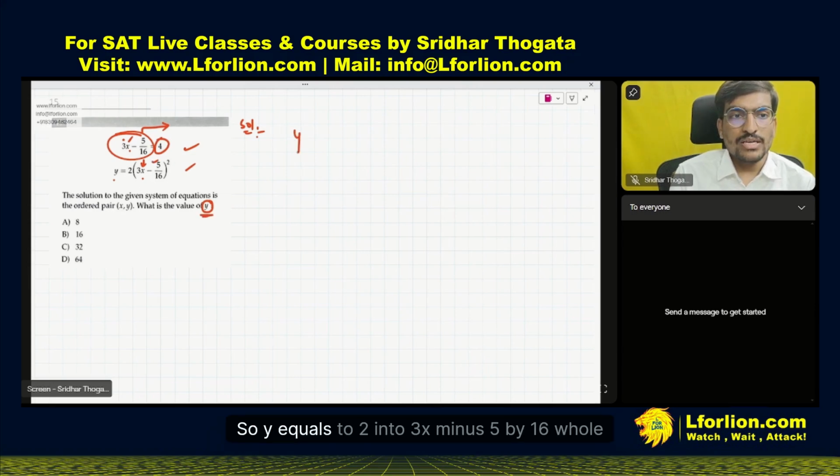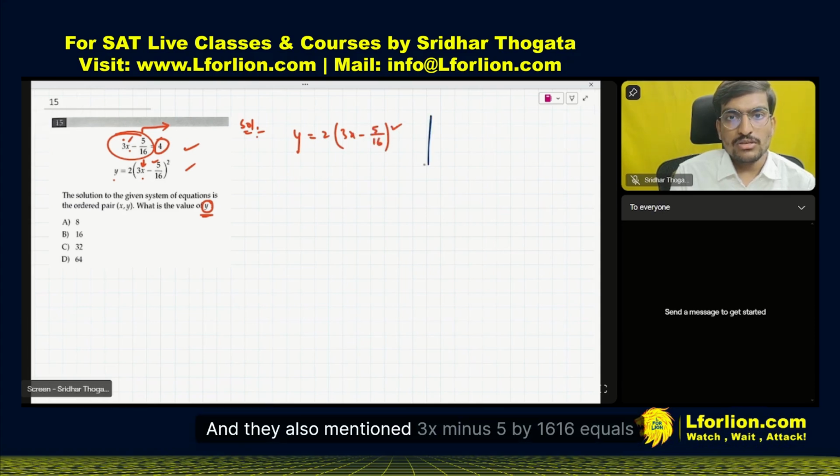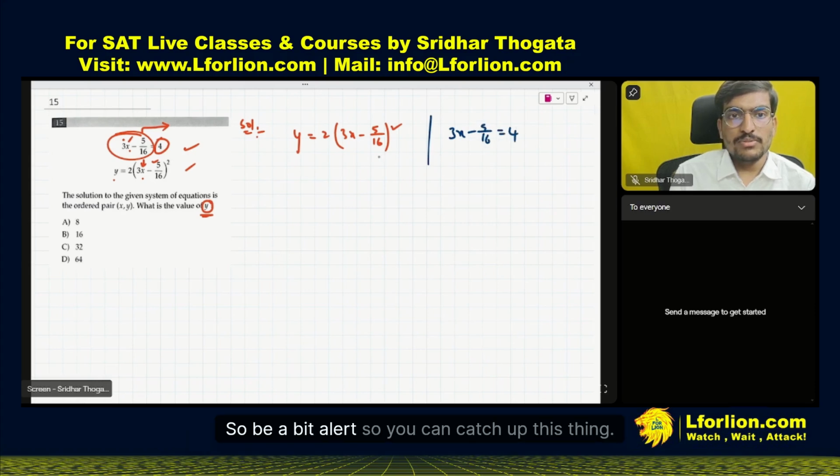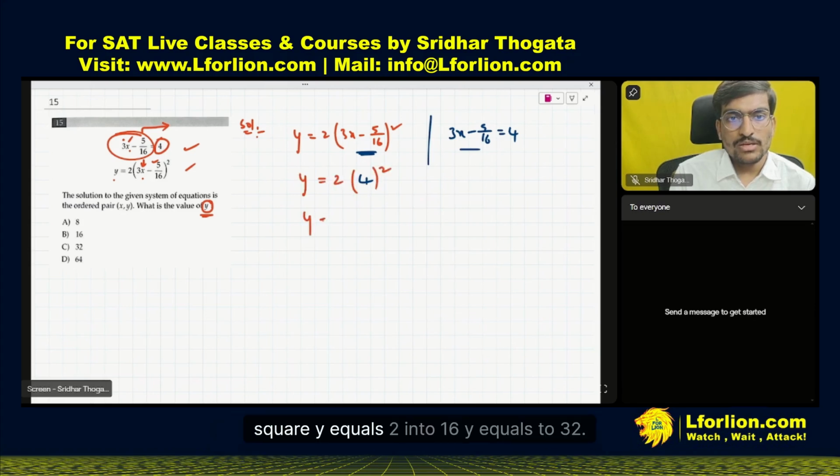So y equals 2 into ((3x minus 5) by 16) whole square. They also mentioned (3x minus 5) by 16 equals 4. So be a bit alert so you can catch this. You can directly substitute 4 in place of that, rest as it is. y equals 2 into 4 squared, y equals 2 into 16, y equals 32. So it's option C.